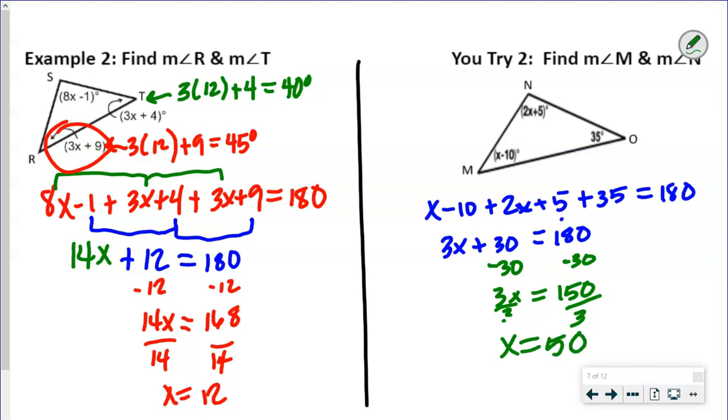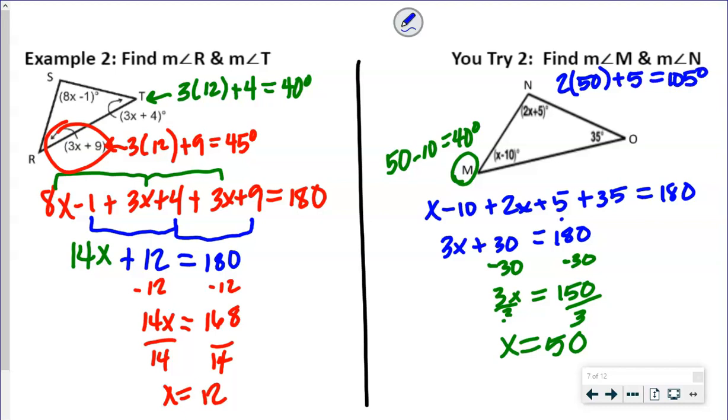And this time it's asking us for m and n, right? So the two angles that are left. So m is going to be 50 minus 10, which is equal to 40. So that's going to be our angle m. And then our angle n up here is going to be 2 times 50, which is 100, plus 5, so that's going to be equal to 105, right? So that's going to be our angle n.